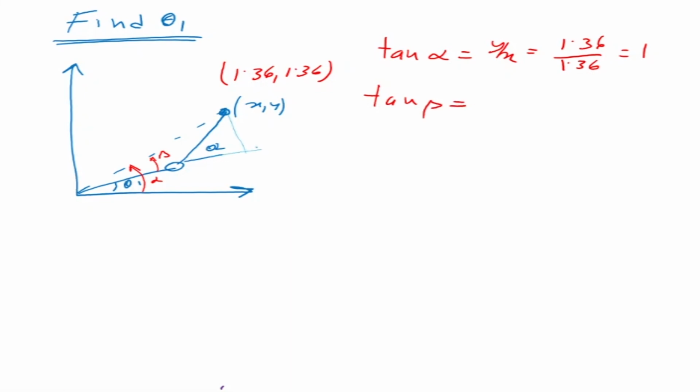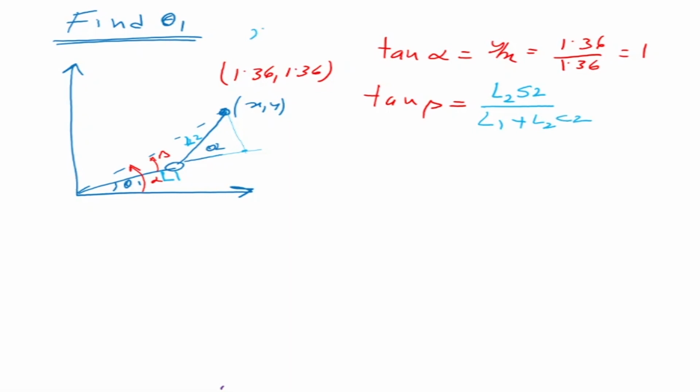Tan beta: this is L1, this is L2. So tan beta is equal to L2 sin θ2 divided by L1 plus L2 cos θ2. Sorry, it is not L1 in the numerator, it is L2 sin θ2, divided by L1 plus L2 cos θ2.